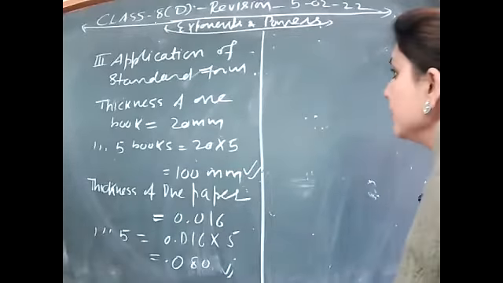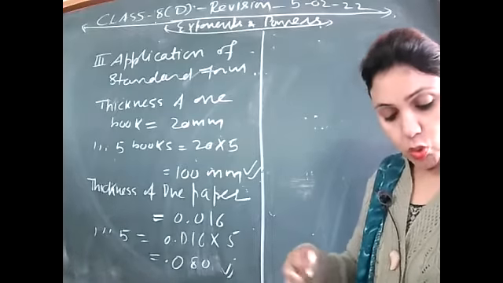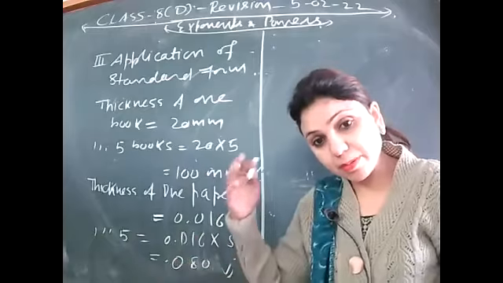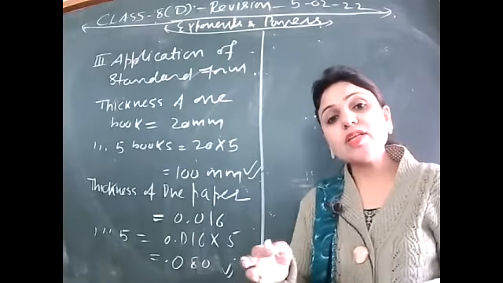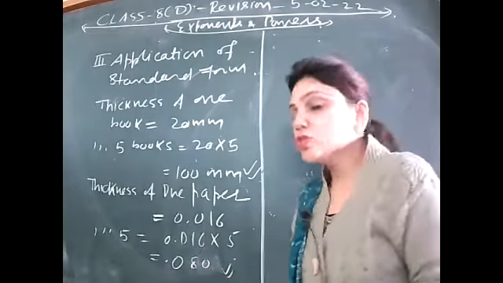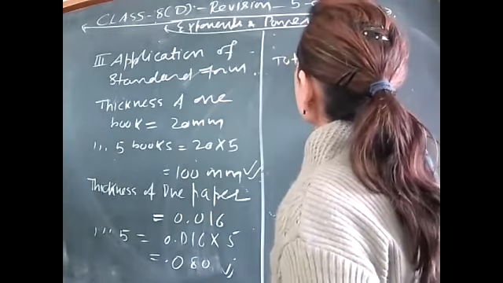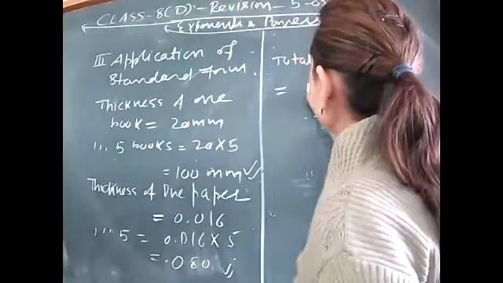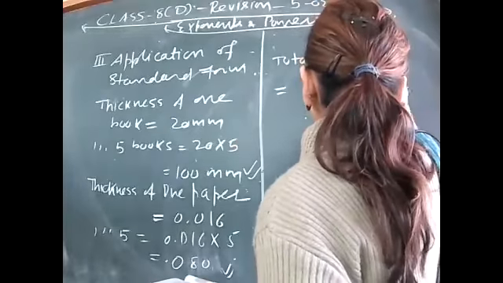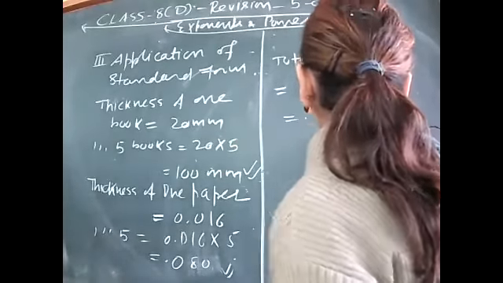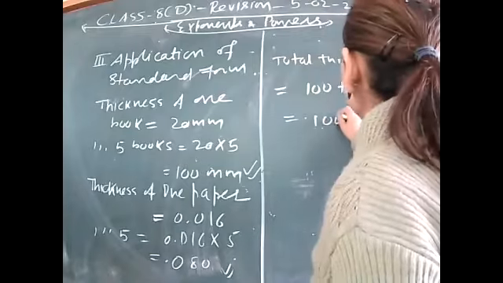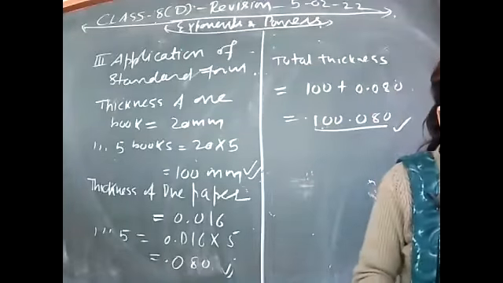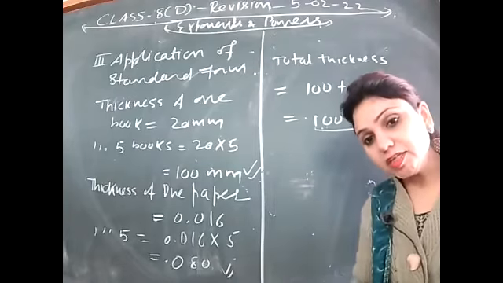Now keep one thing in mind, we have to find the total thickness of the stack, in which the 5 books and the 5 sheets are placed. So I'm writing, therefore, total thickness is equal to thickness of 5 books plus thickness of 5 sheets, that is equal to 100.080. And sometimes it is asked in the paper that you also convert the answer into the standard form.